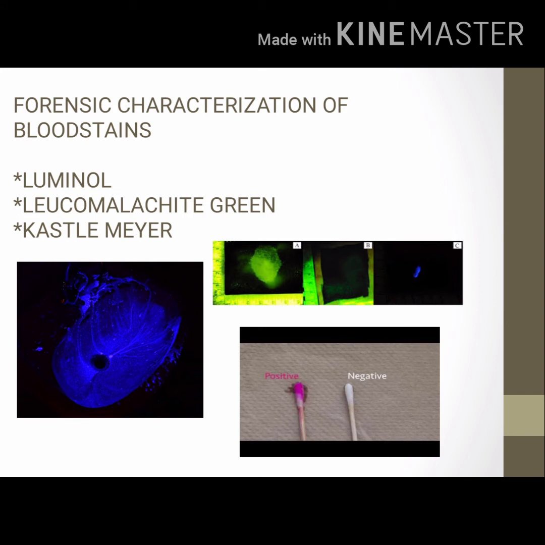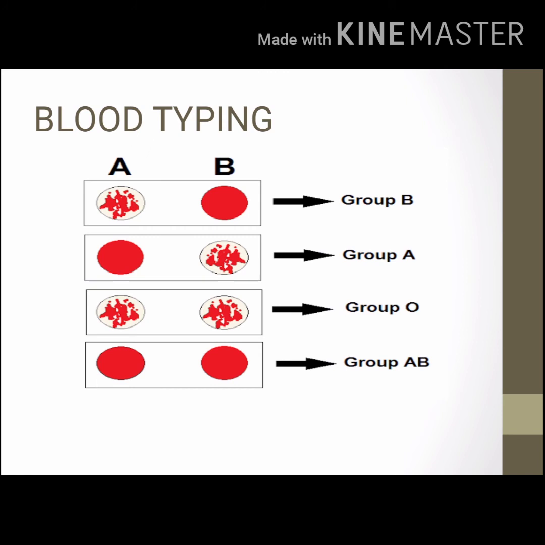Number 1 is luminol, number 2 is leucomalachite green, number 3 is Kastle-Meyer. With luminol, red blood cells contain hemoglobin, the protein responsible for transporting oxygen. Each hemoglobin contains four iron-containing hemes. Luminol reacts with iron.